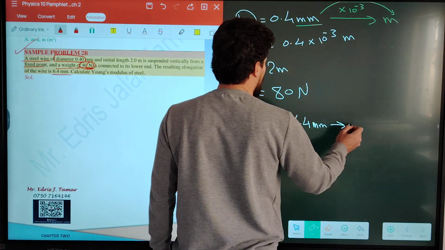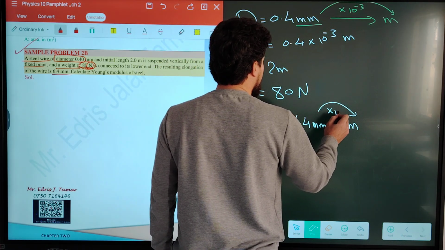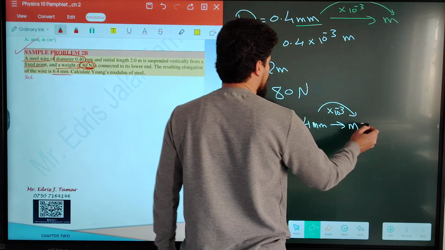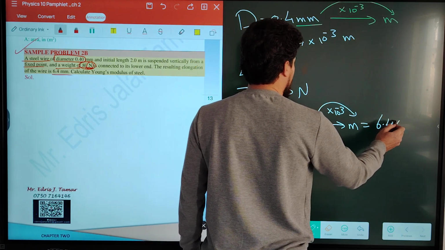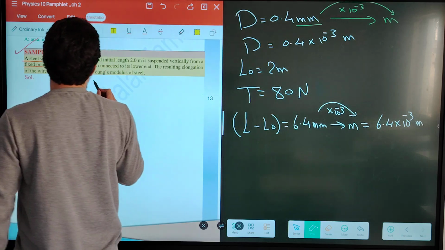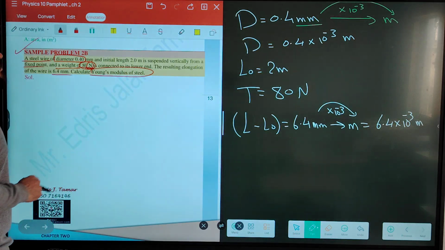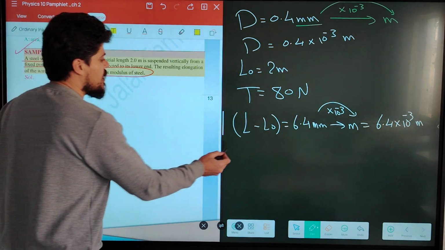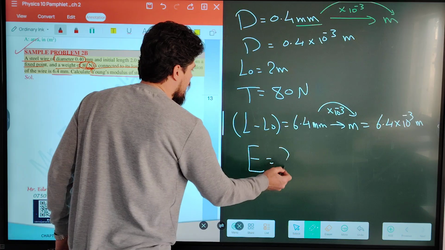You have to convert to what? To meter. Multiply by 10 power negative 3. It's going to be 6.4 times 10 power negative 3 meter. This is elongation. Calculate Young's modulus. What is unknown? Young's modulus is unknown.